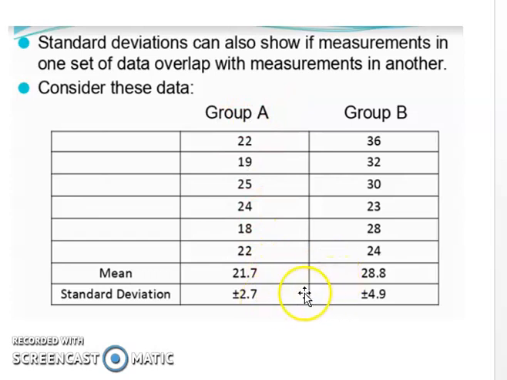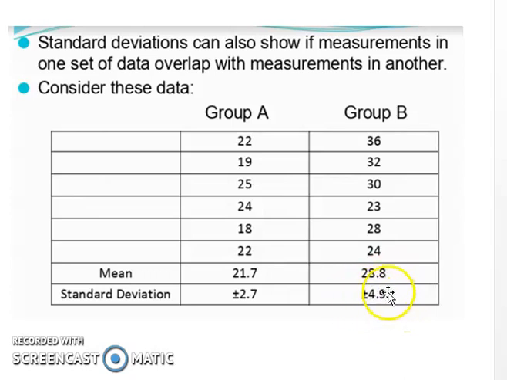However, what we need to look at is the standard deviation. So this plus or minus 2.7, we can add it to that mean and take it away from that mean, and we do the same here. And then we can see whether these two are sharing data. So if we added 2.7 to 21.4, that would be 24.4.